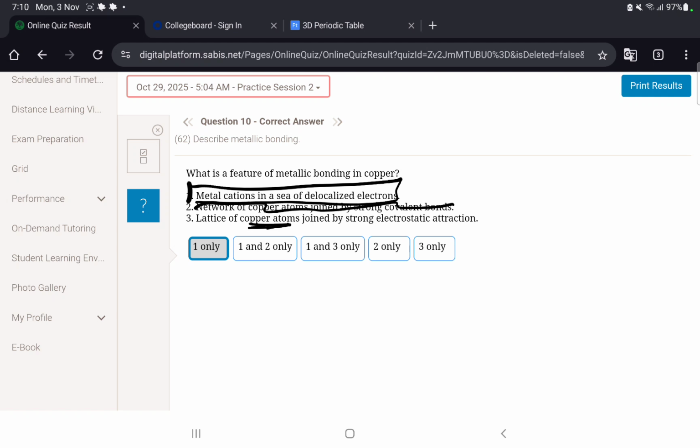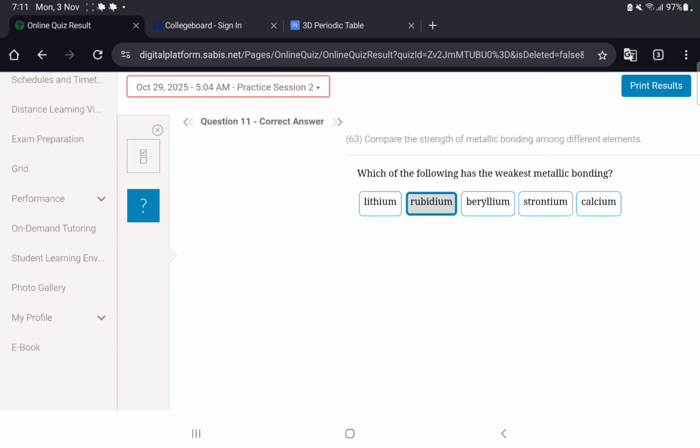Why is it not this? It's partly true, but it's not detailed enough. It's not a lattice of copper atoms. It's the electrostatic attraction between metal cations and delocalized electrons. It's not between the copper atoms. So it's between the cations and the delocalized electrons. And so only one.